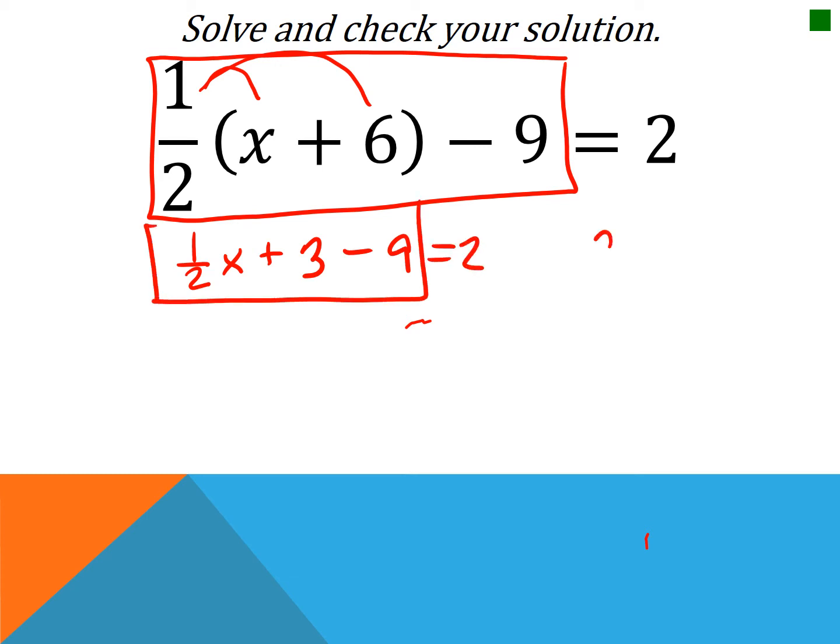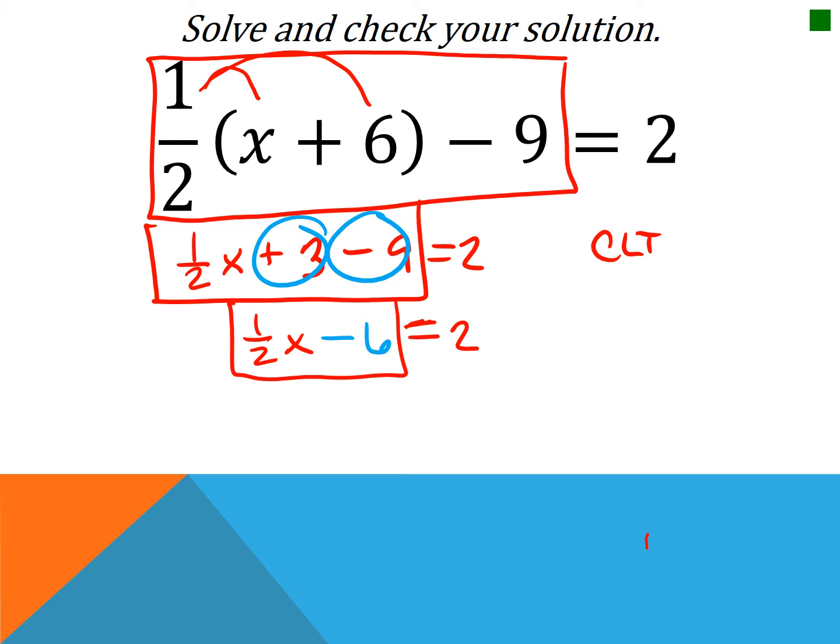Over here on this side, remember my next step is, can I combine like terms? I have a positive 3 and a 9. So I have 1/2 x. Positive 3 minus 9 is negative 6, equals 2. Over here where the x is, see that minus sign? Minus means I'm going to take the opposite of the number that doesn't have an x, so I'm going to add 6 to both sides. So now I have 1x over 2, those canceled, equals 8.